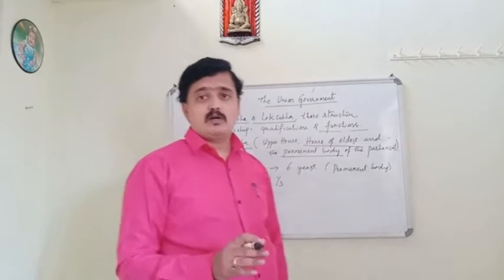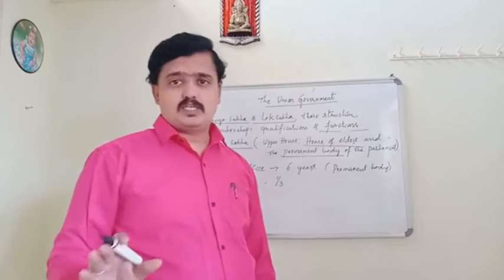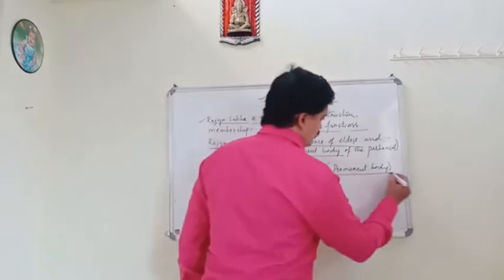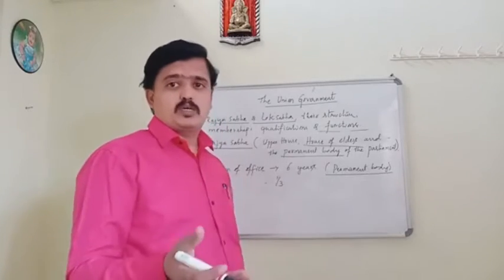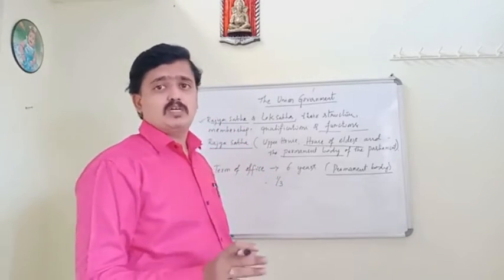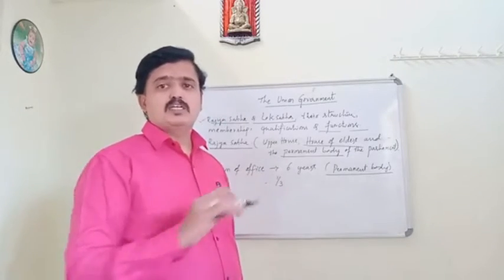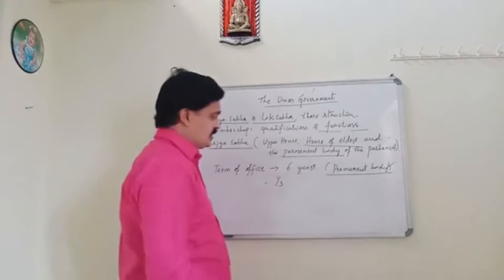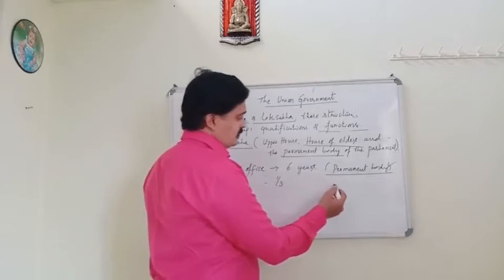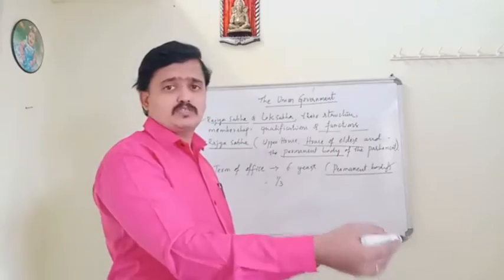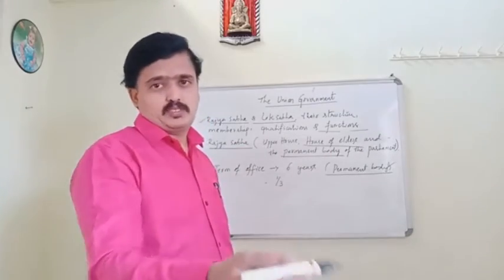The Rajya Sabha cannot be dissolved here. Because of that, we are going to call it a permanent body. It cannot be dissolved, and 1/3 of its members retire on the completion of 6 years, every 2 years.